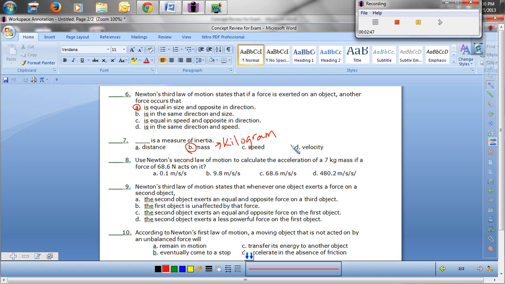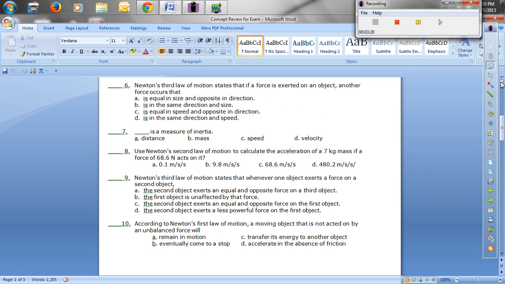Use Newton's second law of motion to calculate the acceleration. Well, acceleration is equal to force over mass. The net force is 68.6 newtons, acting on a 7-kilogram object, so that would be 9.8 meters per second squared. Newton's third law of motion states that whenever one object exerts a force on a second object, the second object is going to exert a force that is equal and opposite on the first. All right, so let's move on.